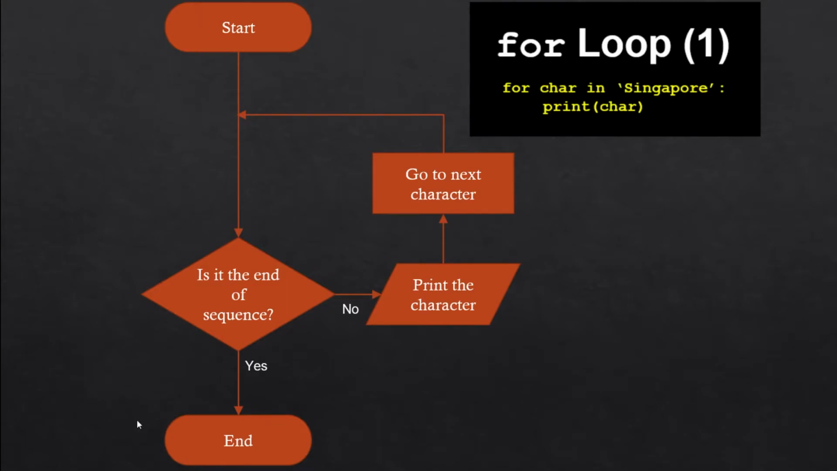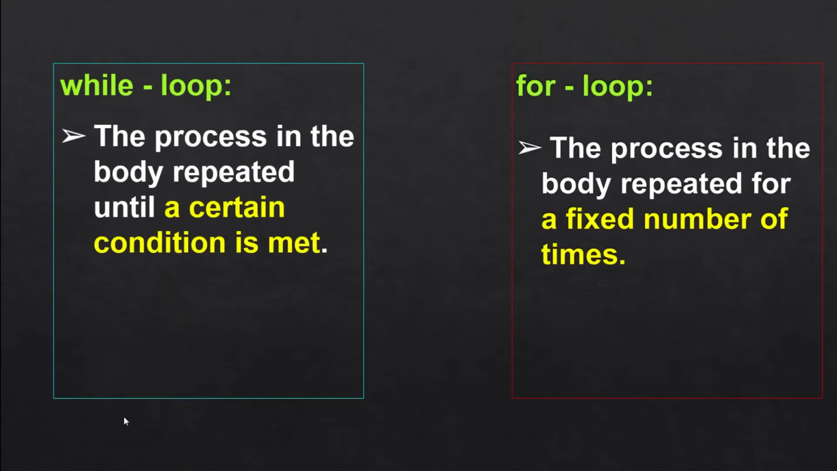Now we can look at the main difference between a for loop and a while loop. Like what we mentioned earlier, in a while loop, the process in the body is repeated until a certain condition is met. But in the case of a for loop, the process in the body is repeated for a fixed number of times. So when to use for and while loops? Sometimes they are interchangeable, but if I know I want to repeat my code a fixed number of times, I'll use a for loop.